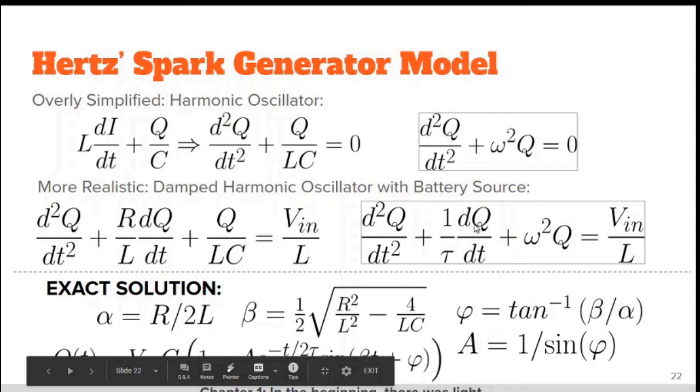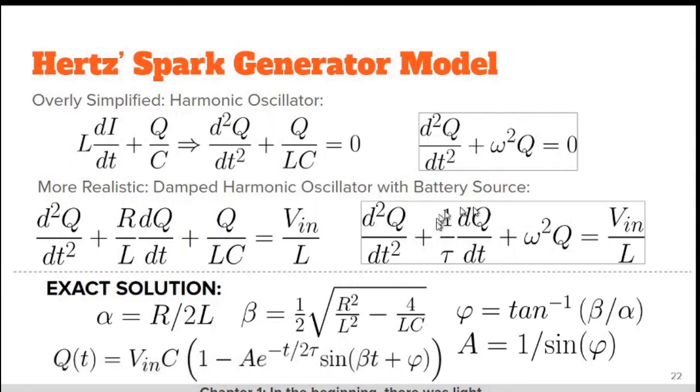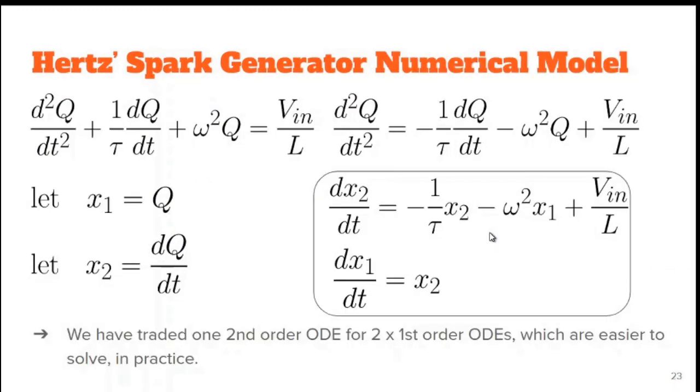So let's talk about how we can formulate this equation so that we can go into Python and calculate the solution that we want. So first, let's rewrite this equation. We have the second order differential equation which has this form. And let me rewrite this so that I take everything except for the second order derivative onto the right hand side. So when I do that, we get the second order derivative is just equal to minus 1 over tau dq/dt minus omega squared q plus the voltage in divided by L.